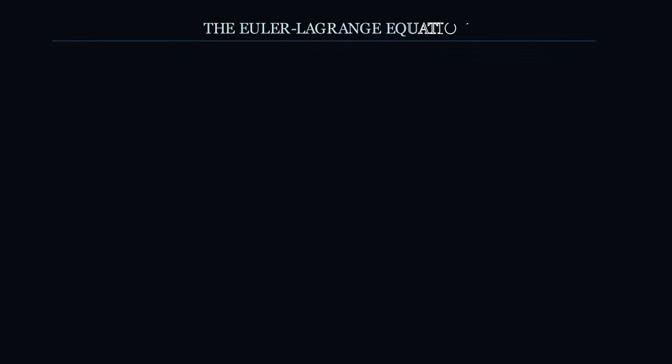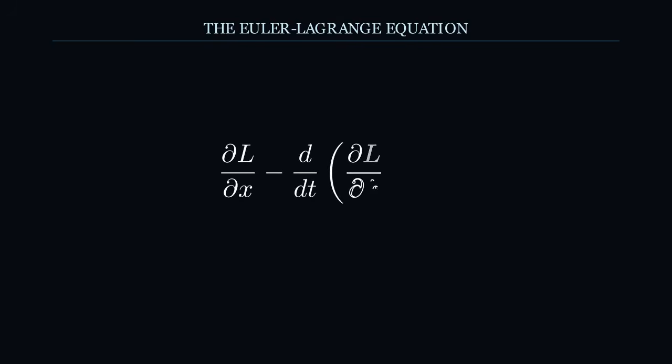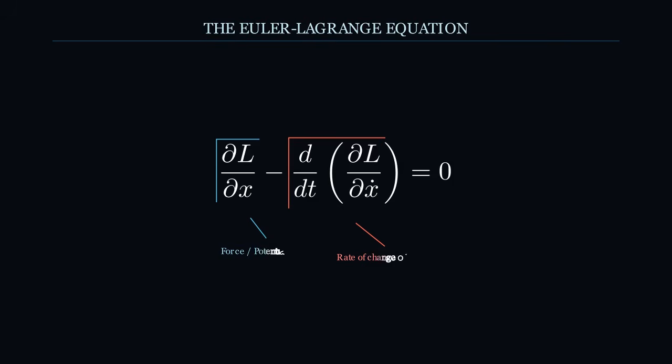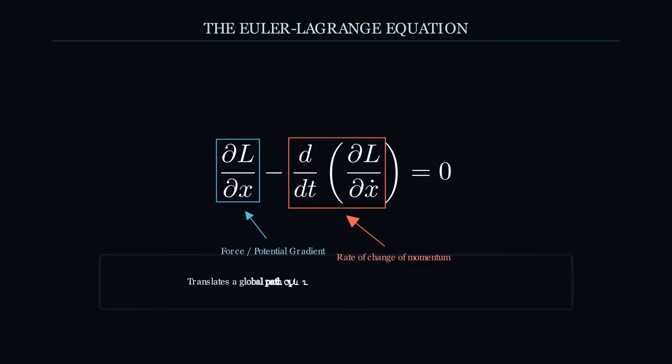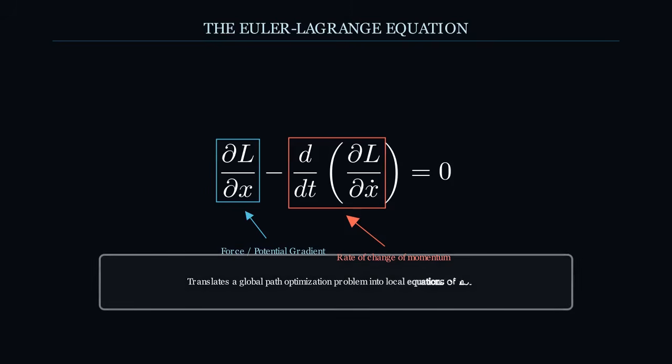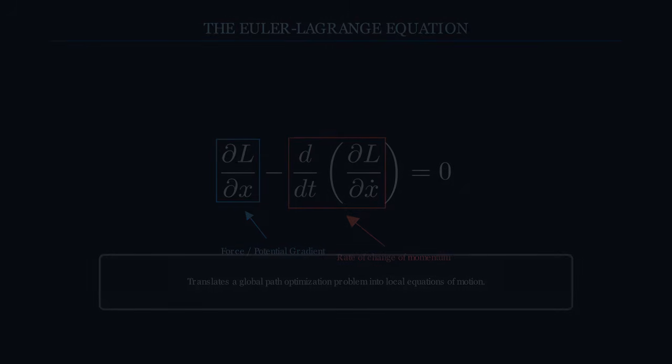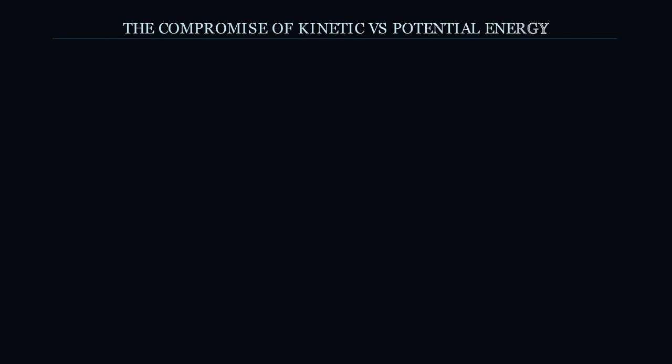Mathematically, demanding that the variation of the action is zero leads us directly to the Euler-Lagrange equation: ∂L/∂x minus d/dt of ∂L/∂ẋ equals 0. This equation is a differential relation that must hold true at every single instant along the path. Instead of calculating the entire path at once, this formula allows us to solve for the acceleration of the object at any given moment, translating a global optimization principle into local equations of motion.